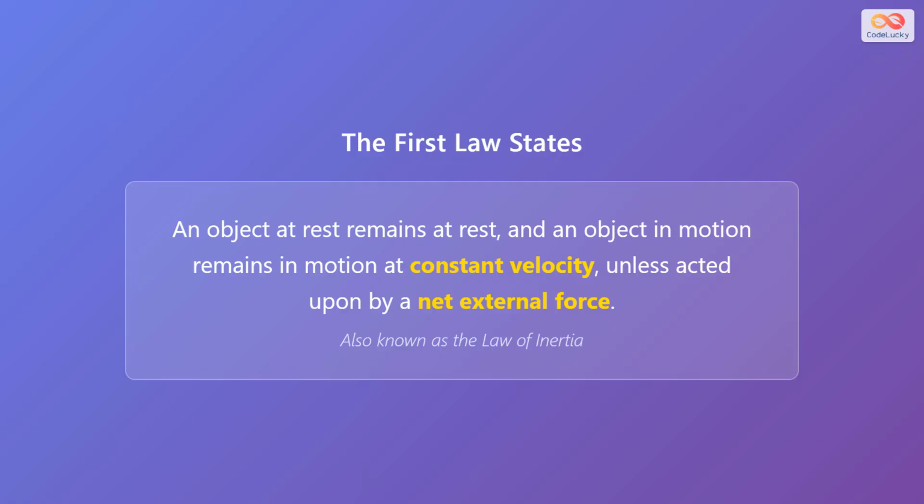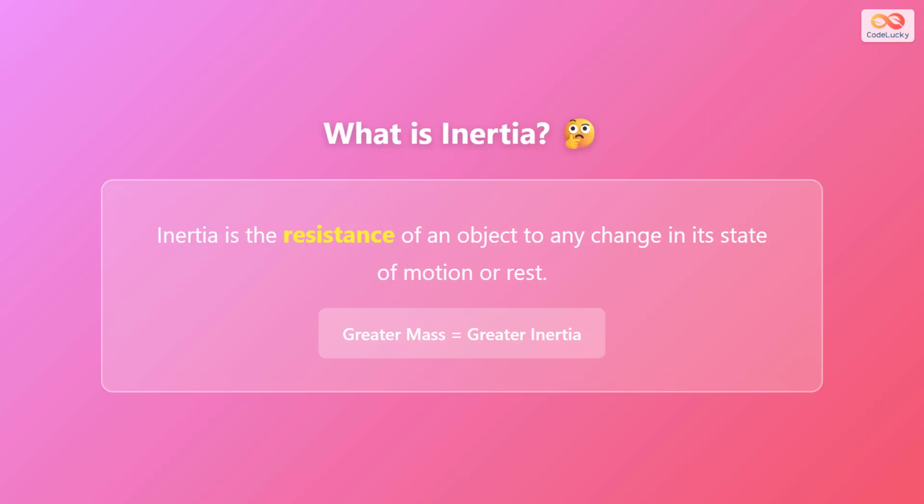This law is also called the law of inertia because it describes how objects resist changes to their state of motion. Inertia is the resistance of an object to any change in its state of motion or rest. Simply put, inertia is the tendency of objects to keep doing what they're already doing. If an object is sitting still, it wants to stay still. If it's moving, it wants to keep moving.